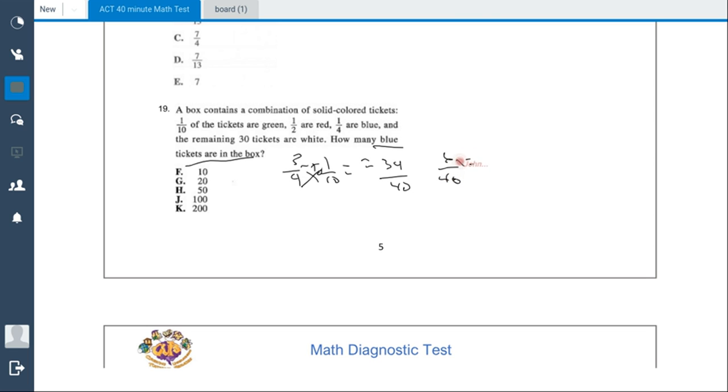6 over 40, x is equal to 30 tickets. So that means that this is 120 divided by 6. Sorry, it's 1200 divided by 6. That's equal to 200. So there are a total of 200 tickets, and I need to know how many blue tickets there are. So I'm going to take 1/4 of that. 1/4 of that would be 50.